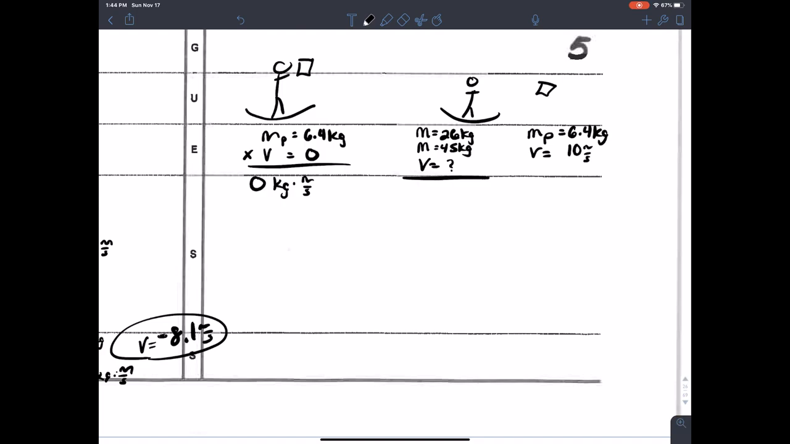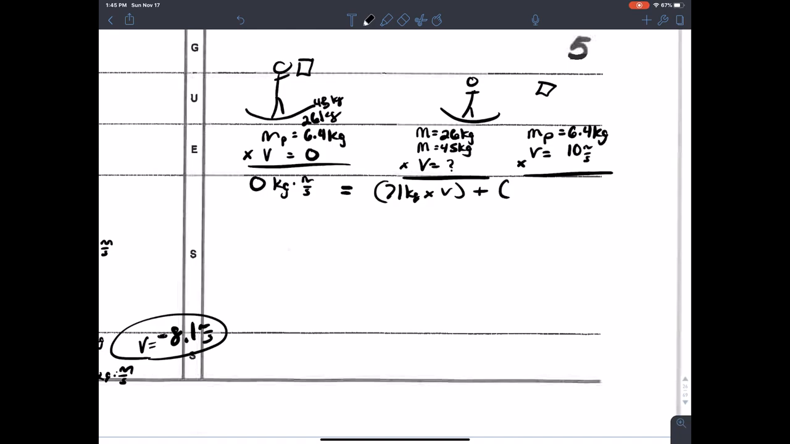Now, you might look at this and be like, oh, wait a minute. Why didn't he put the masses of the kid, the 26 kilograms, and the mass of the boat, the 45 kilograms, over here? Well, regardless of what masses are over there, if it's not moving, there is no momentum with it. So you don't have to really worry about that part. What we do need to be concerned with is the momenta afterwards. So the mass of the kid is 26, and the mass of the boat is 45. So we know that the total mass of the boat and the kid is 71. And we don't know what the velocity is.